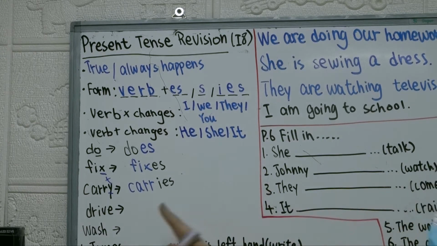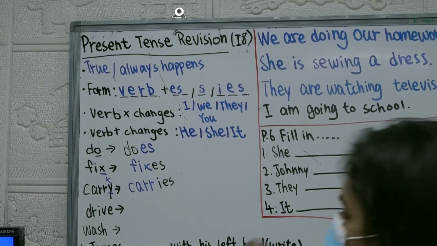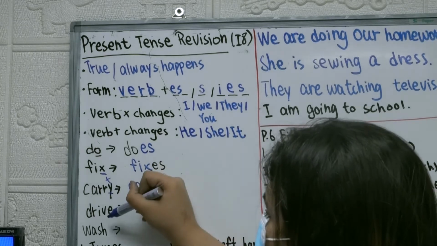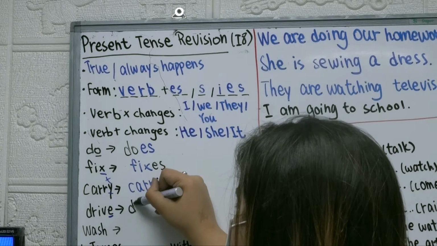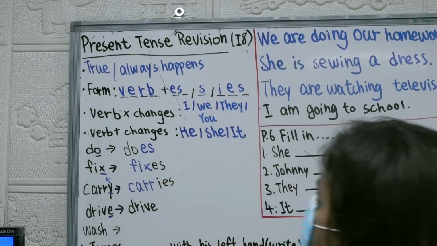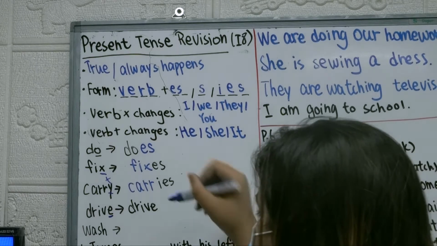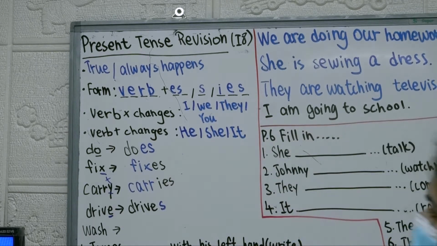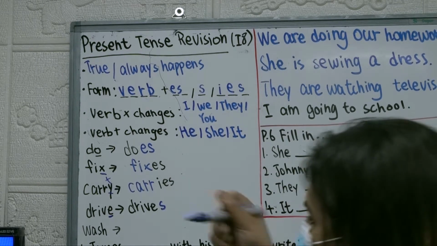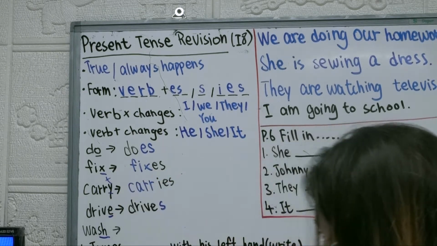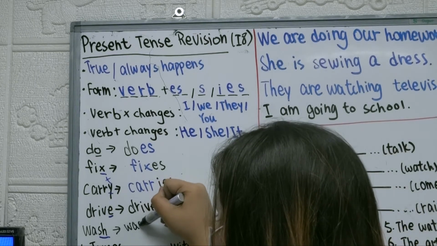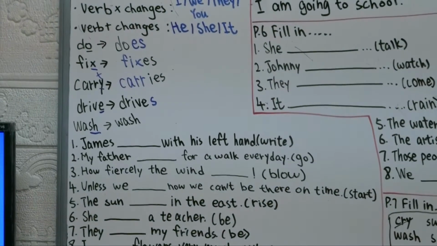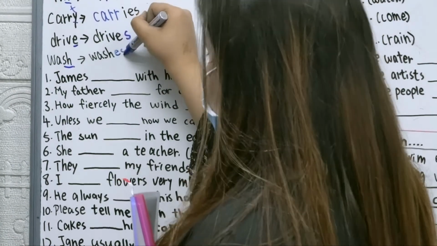Okay. Drive ends with e. So that's why we add s. Great. How about wash? Yes. Why? sh. Very good. The sound sh tells us we have to change it, right? We have to add es. Wash becomes washes. Okay, good.